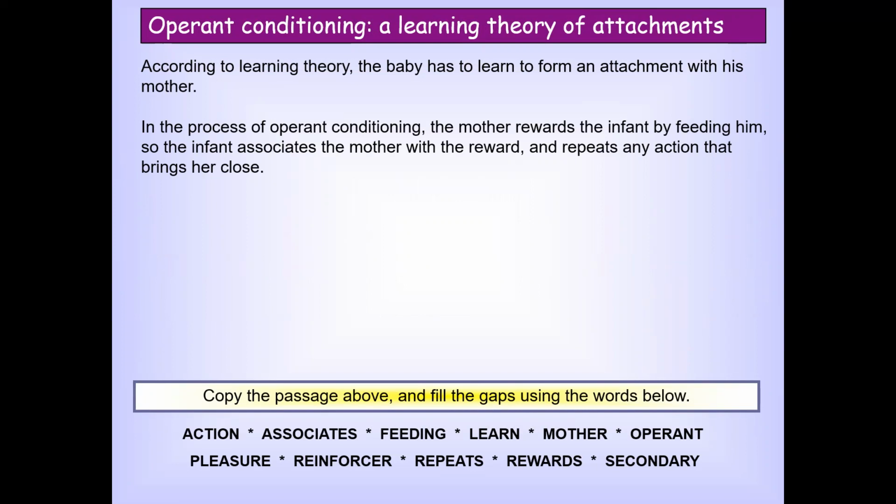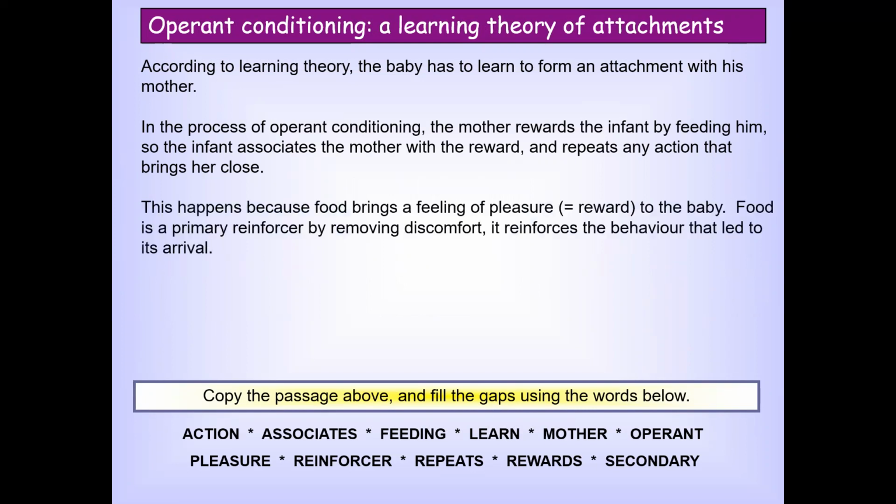So let's take that a little bit further. This happens because food brings a feeling of pleasure, the reward, to the baby. Food is the primary reinforcer. By removing the discomfort of the hunger, it reinforces the behavior that led to its arrival. So every time the child gets that unpleasant feeling of hunger, the food comes along because they've cried. Remember, it's about their actions, how it gets rewarded or punished. So they cry, they get food.